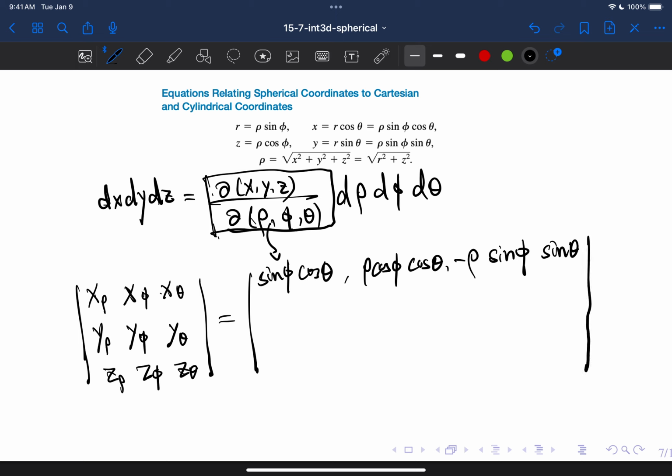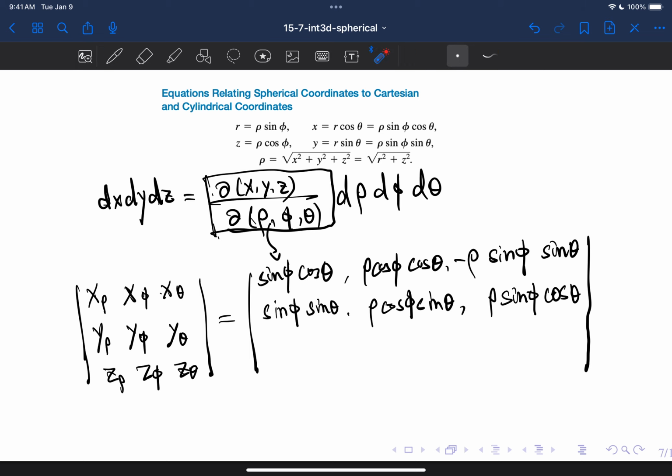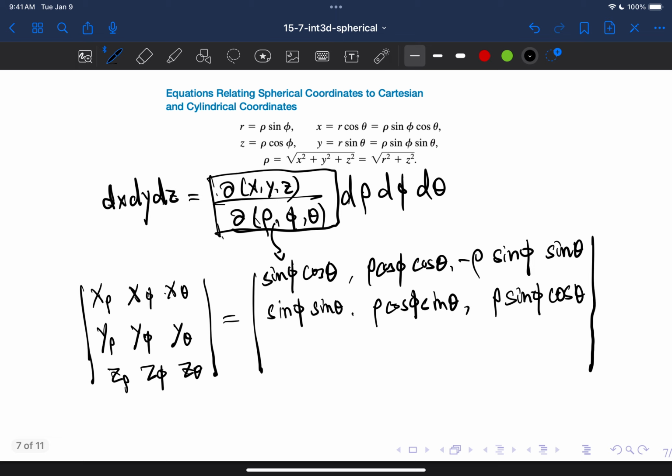And similarly, we can write y. Y rho is sine phi sine theta, y phi is rho cosine phi sine theta, and y theta is rho sine phi cosine theta. And the last one, z. For the z part, we can look here. The rho derivative is cosine phi, the phi derivative is negative rho sine phi, and the theta derivative is 0.